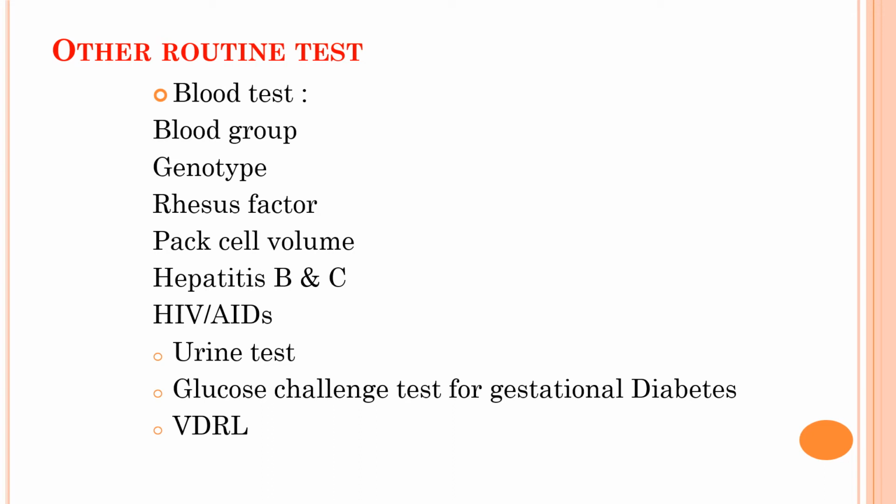Then you want to check the PCV, the packed cell volume of the patient. That one will help us to detect if the patient is anemic or not, and it will assist towards planning for an appropriate intervention. What about hepatitis B and C, HIV/AIDS, urine testing, glucose challenge test for gestational diabetes, and venereal disease research laboratory? All of those things will be carried out for the pregnant woman.